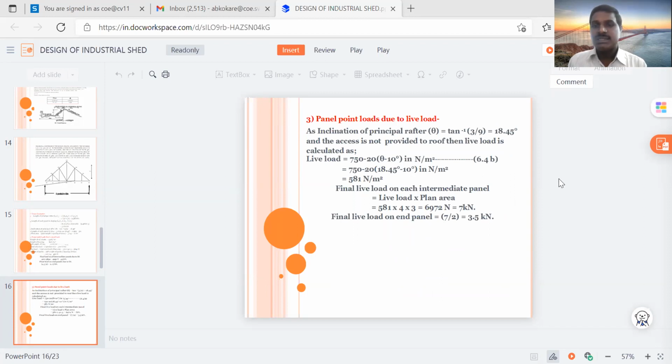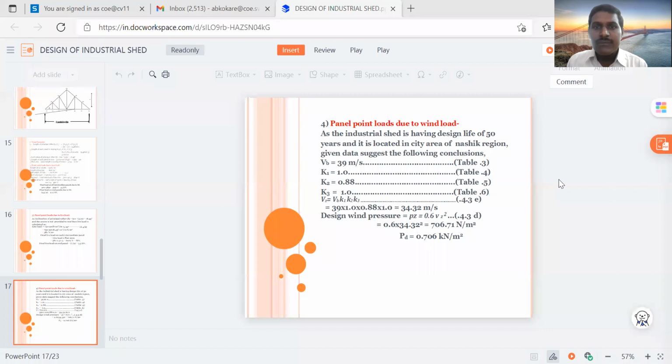Now next is the wind load calculation, as per our earlier discussion. A very critical load or load combination we have to consider on the industrial shed is the wind load. So how to calculate wind load? That procedure also we have seen. So now here we have to follow these things.